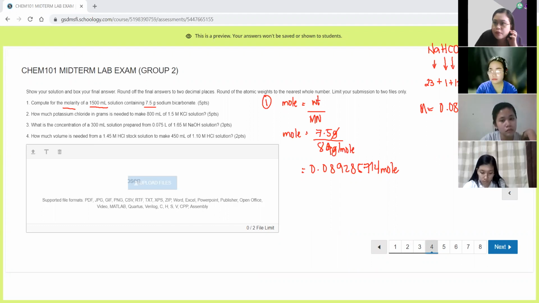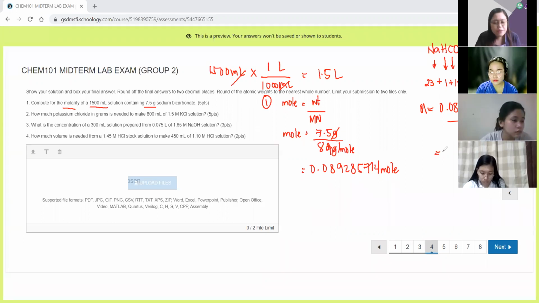0.089285714 moles divided by, what's the volume? 1,500 ml. 1,500 ml, i-convert natin siya into liters. One liter is equivalent to 1,000 ml. Let's cancel this. So this is 1.5 liters. So ito yung ilalagay natin here: 0.089285714 divided by 1.5.